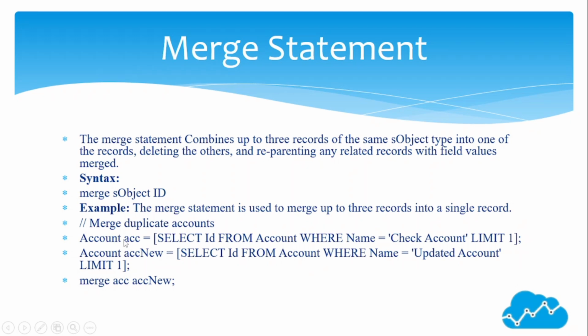So how are we going to write it? Account acc = select Id from Account where Name = 'Check Account' limit 1, and next Account acc new = select Id from Account where Name = 'Updated Account'. Again we are using limit 1 in both cases, and we are merging both into one. Merge acc and acc new, both the variables are here. So it is going to merge into a single record.